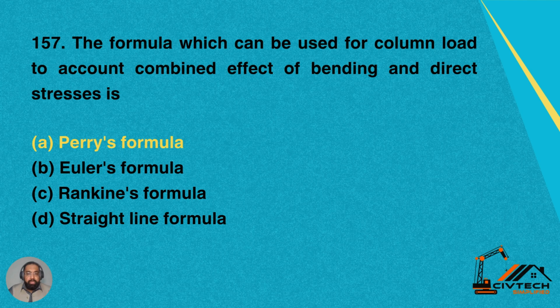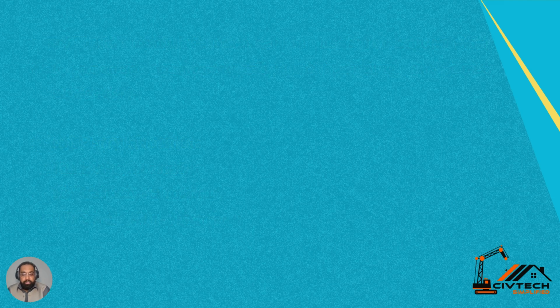Question 157. The formula which can be used for column load to account for the combined effect of bending and direct stresses is: option A, Parry's formula; option B, Euler's formula; option C, Rankine formula; option D, straight line formula. So the formula in which both bending as well as direct stresses are accounted is Parry's formula. A is the correct answer for this question.